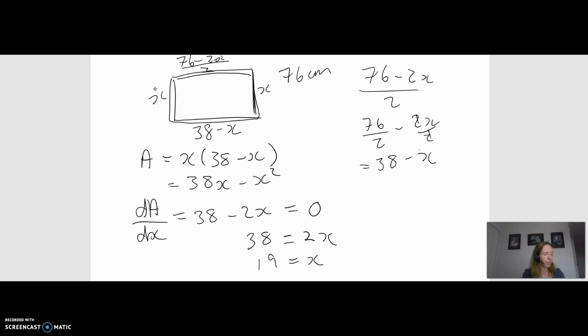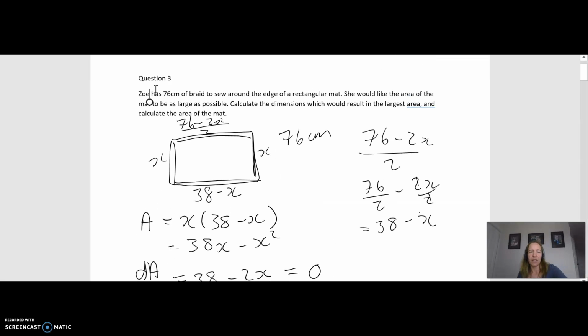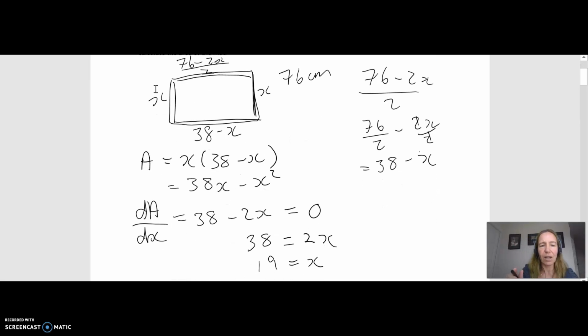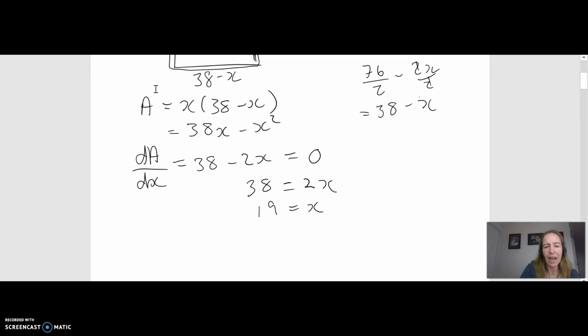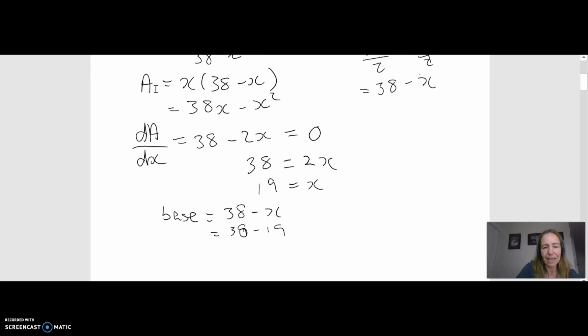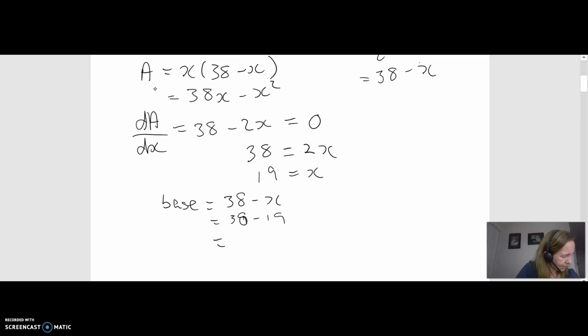Okay. Now, what have they asked me to do? Calculate the dimensions that would result in the largest area and calculate the area of the mat. So x is 19, so y, or the base, is equal to 38 minus x, which will be 38 minus 19, which is 19.